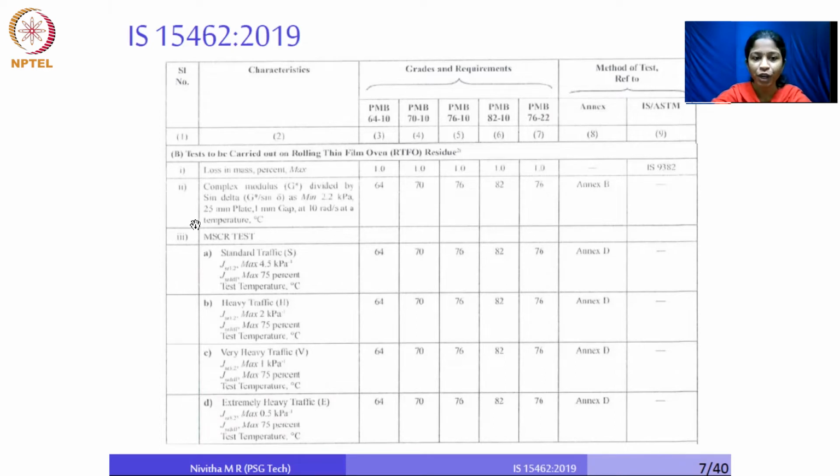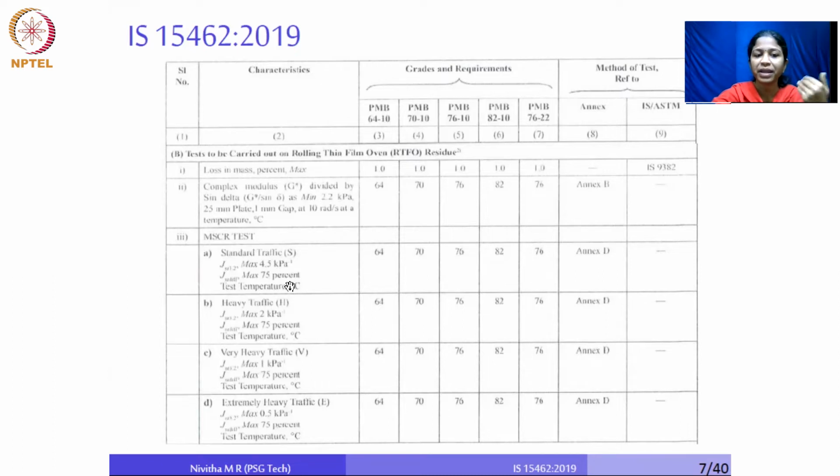Then we are also required to carry out this MSCR test, which is nothing but the multiple stress creep and recovery test. Now, similar to the MSCR test specifications given by AASHTO M332, here also we have 4 traffic conditions: a standard traffic, a heavy traffic, a very heavy traffic, and an extremely heavy traffic. In a while, I'll tell you what these correspond to. For each of these traffic levels, the JNR value and JNR difference is specified here.